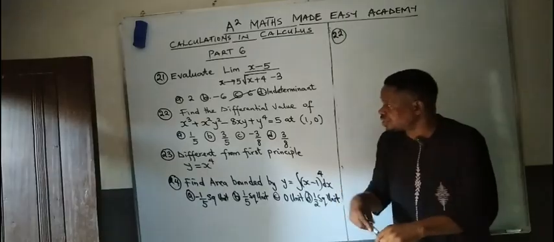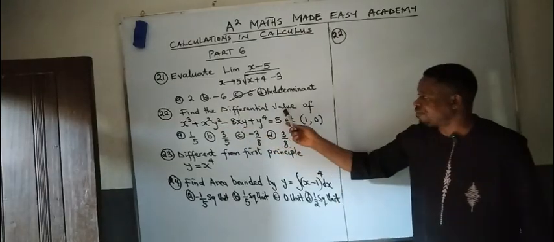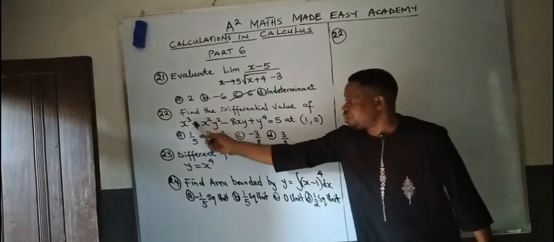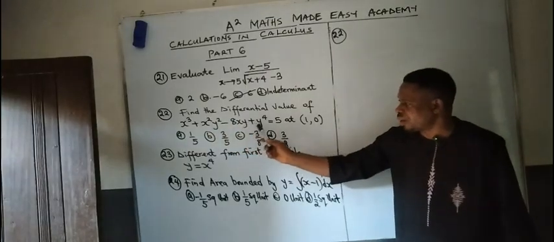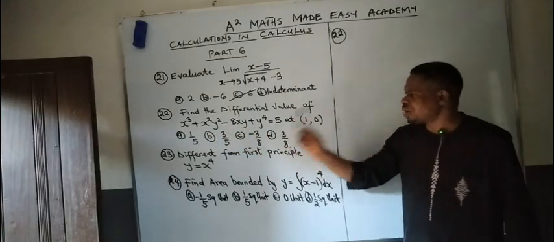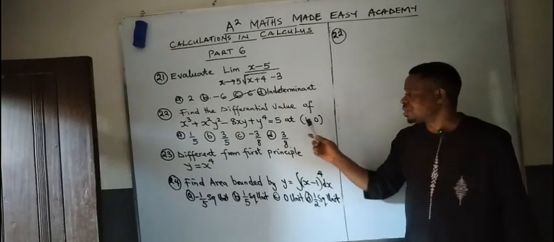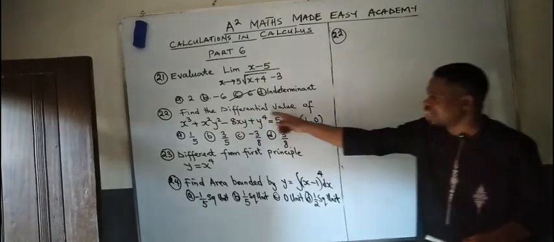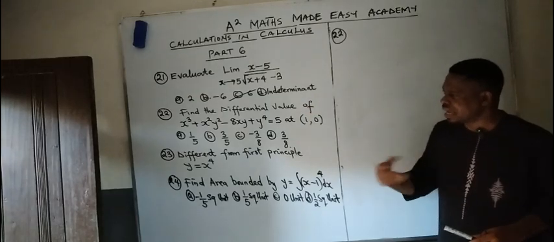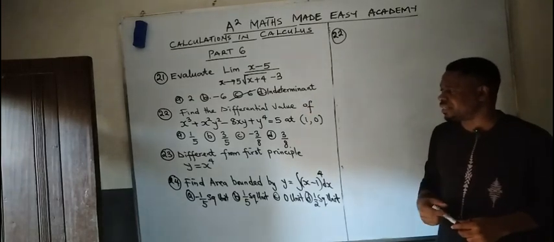Look up. The question says, find the differential value of x cubed plus x squared y squared minus 8xy plus y raised to power 4 equal to what? 5. At what? 1 comma what? 0. Are you with me? Now, we are looking for the differential what? Value. What do you think that we'll do here? It is very, very simple.